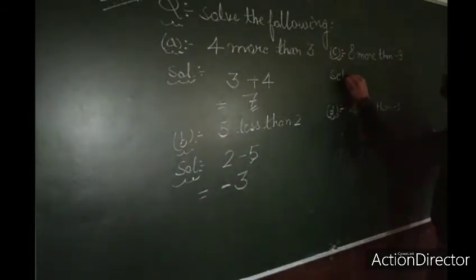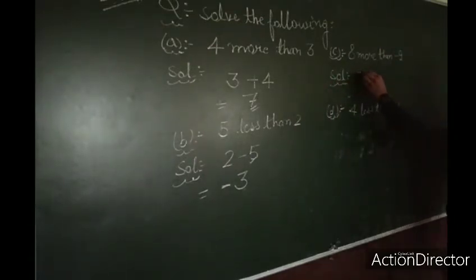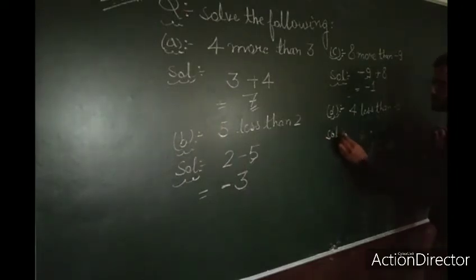Now the next part of this question, 8 more than minus 9. So here we write minus 9 plus 8, because 8 more than minus 9, right? So here minus 9, and you all know that plus minus or minus plus is minus. So here we subtract these two numbers and we get 1 as a difference. And here we put a negative symbol because 9 is greater as compared to 8, and 9 has the negative symbol. So you put the negative symbol, and here we get minus 1.